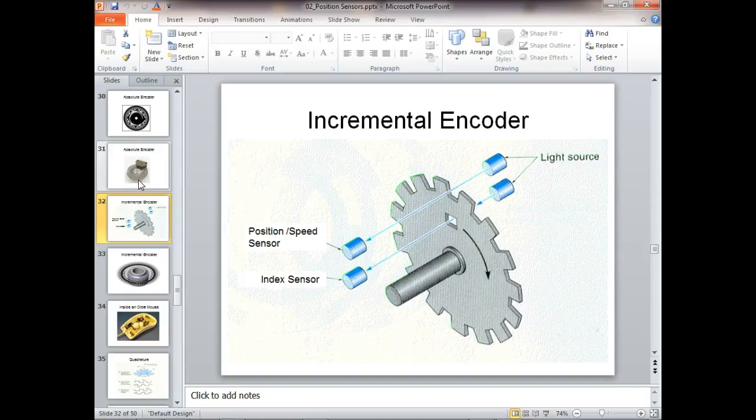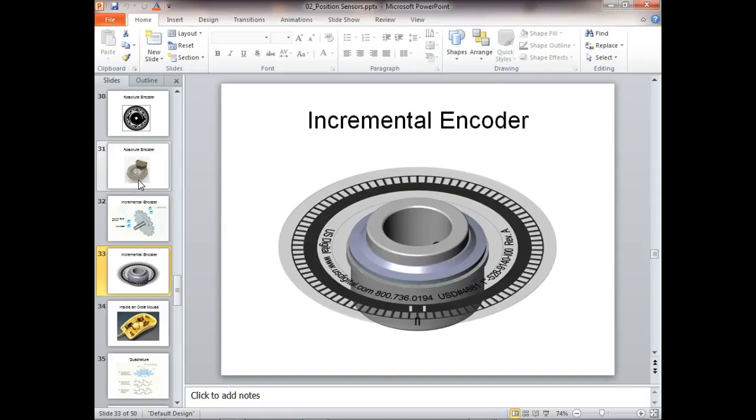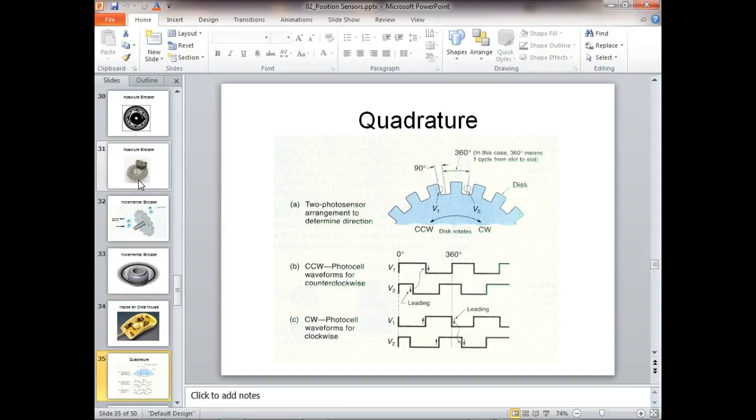But we could use these on a motor or an actuator that only goes in one direction. But if I'm going to use an incremental encoder on something that goes in two directions, then we'll use what we call a quadrature incremental encoder, where we have two sensors, or maybe two sensors.